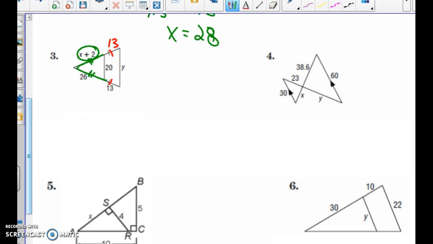Oh, you mean that x plus 2 is equal to 26? I told you, right? This is simple stuff, guys. X is equal to 24, isn't it? Okay, what else do I need? What else do I need to find? Y.